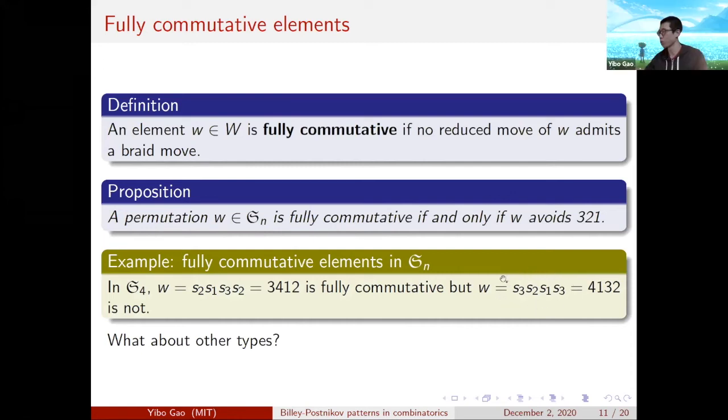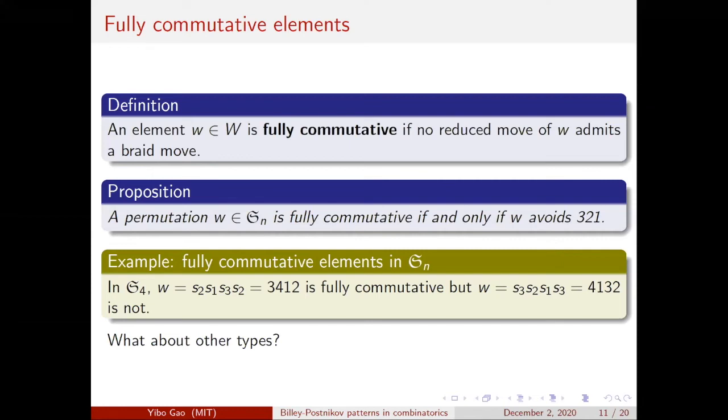Is that what's going on? Yes. So maybe let me just type something in the chat. You have W equals S3, S2, S1, S3. So you can apply a commutation move to get 3, 2, 3, 1. Oh, I see. So it's not a compound braid move. It's not like we're treating the 3 as the outside thing and the 2, 1 as the inside thing.